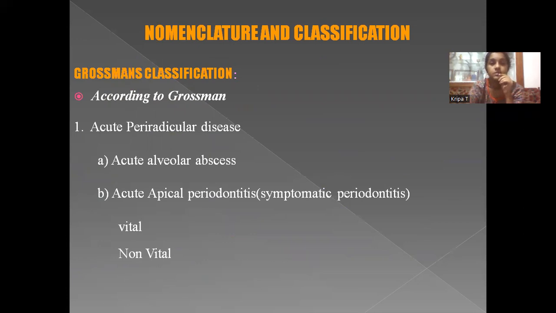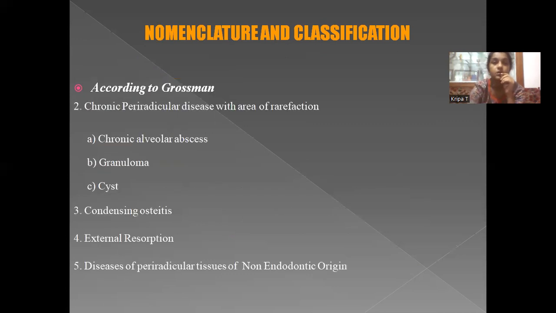Next is Grossman's classification. That is something that you people have to know. Grossman has classified this in a rather easy way. According to Grossman, acute periradicular disease is subdivided as acute alveolar abscess and acute apical periodontitis, which can either be in a vital tooth or a non-vital tooth. Chronic periradicular disease is subdivided as chronic alveolar abscess, periapical granuloma, and cyst. Then there is condensing osteitis, external root resorption, and diseases of periradicular tissue of non-endodontic origin.